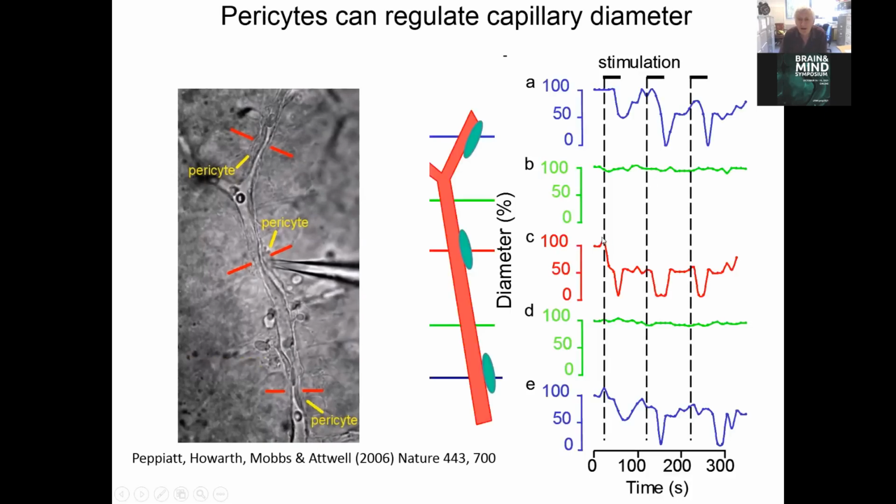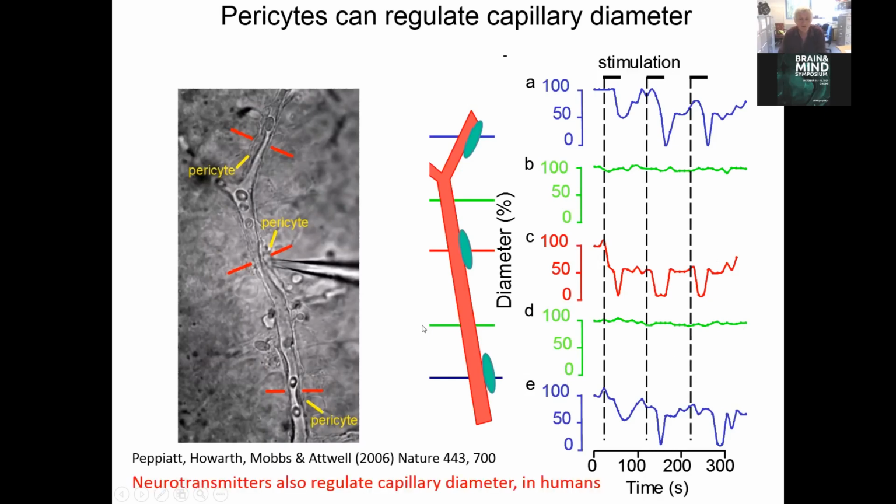So if you plot the diameter of the capillaries at this central stimulated pericyte and at the ones on each side, you can see they repeatedly reduce their diameter, whereas in between on the capillaries, there's no diameter change. So pericytes are the only contractile cells on capillaries.